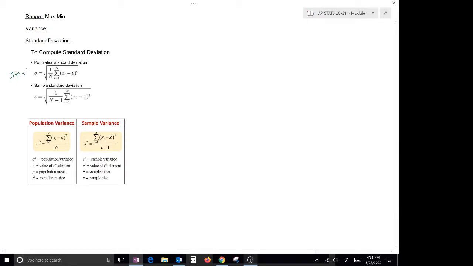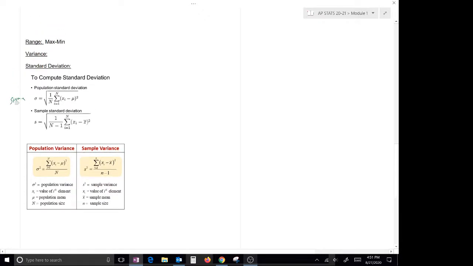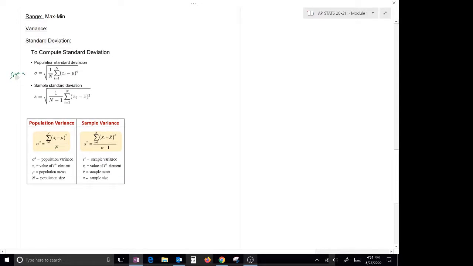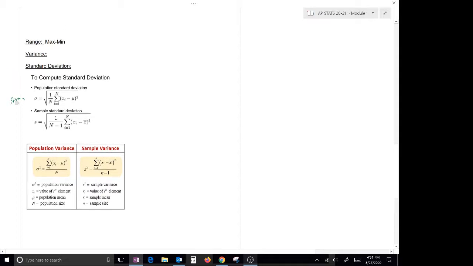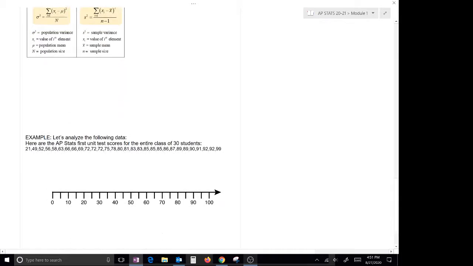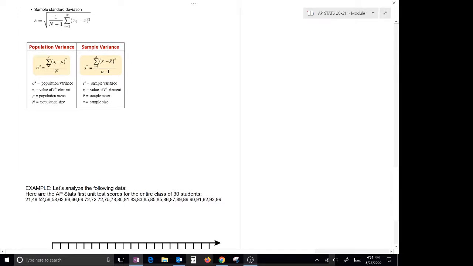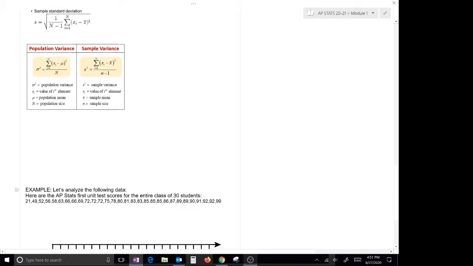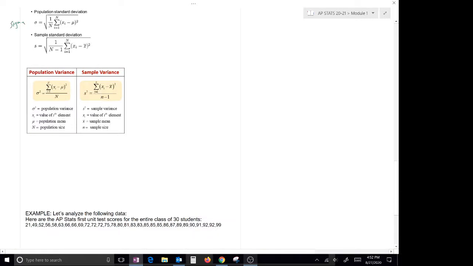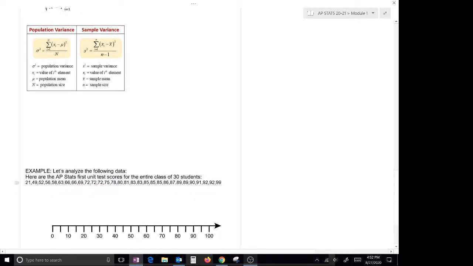And our formula for standard deviation is, well, what we're going to do is take every single data point, subtract the mean from it, square it, and then divide that by the total number of values that we have. So if I have 30 students and I want to define standard deviation, I would first find the mean, the average, and then I would take each one of those points.